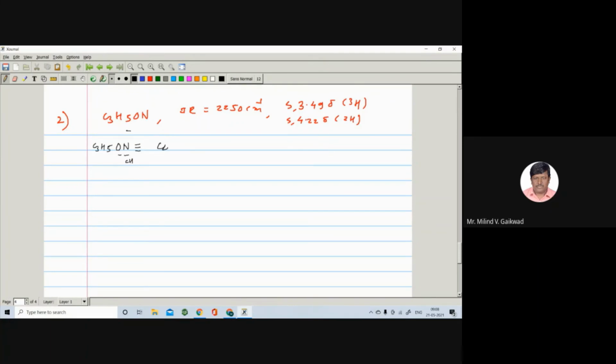So it becomes C4H6, which corresponds to C4, double of 4 is 8, plus 2 is 10. 10 minus 6 is equal to 4, and 4 hydrogen divided by 2 is equal to 2, which means it has 2 sites of unsaturation, right?